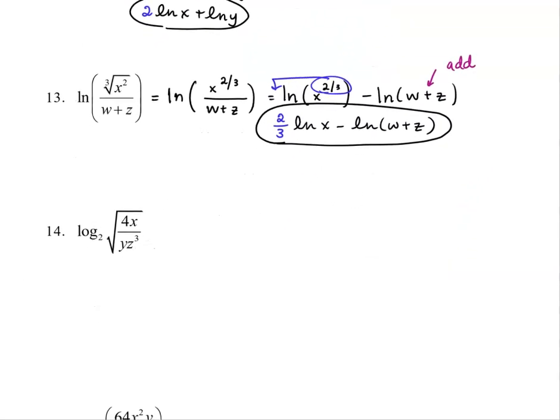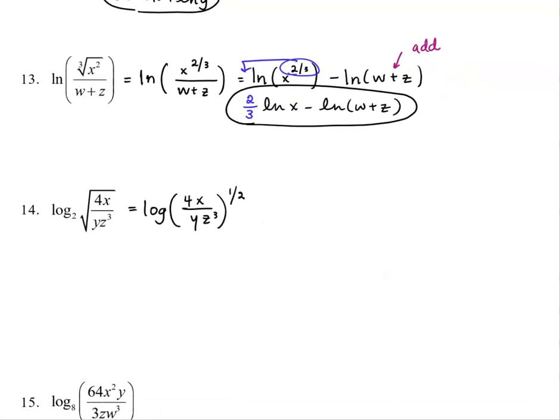I'm going to start 14 by, instead of writing this square root, all of this is to the 1/2 power. The square root is the same thing as the 1/2 power. So the exponent of 1/2 can come down in front using the power rule. And now we have a quotient on the inside of our logarithm.